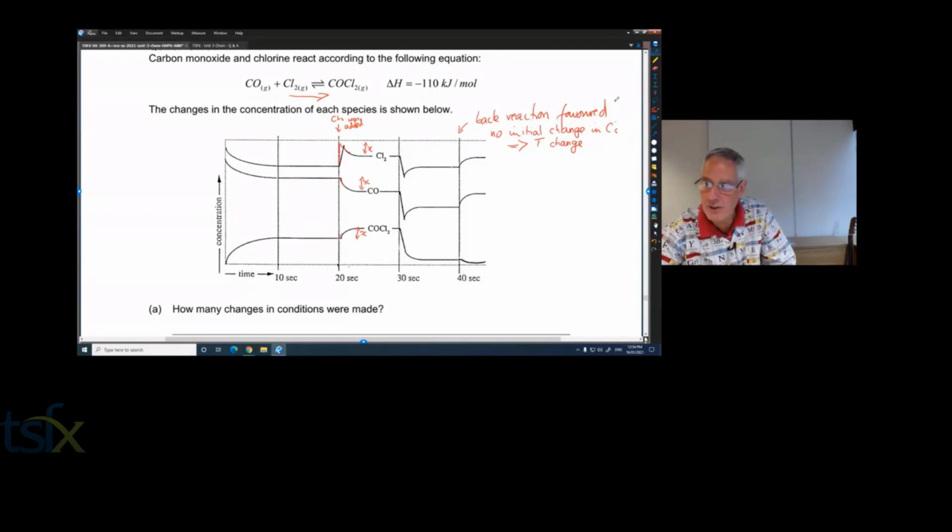The back reaction is endo. So why would it favour the reaction that would decrease the temperature? Implies you increased the temperature at the 40-second mark. So that's the second change. Increase the temperature, increase T. First change. Now the second one, all the concentrations went down. All C's down instantly.